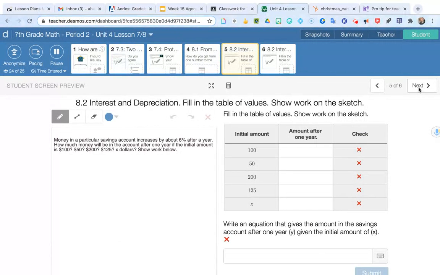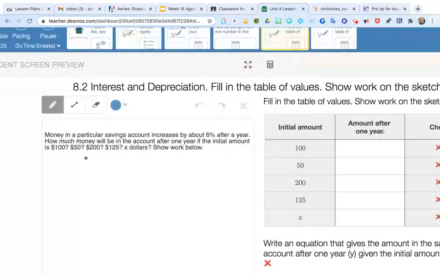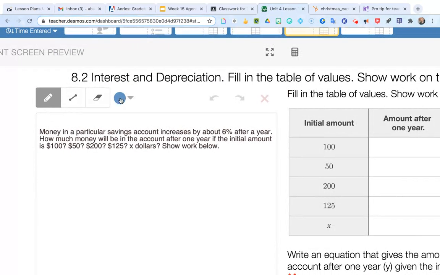Number 5 and 6 we did on Tuesday. So 5 says interest and depreciation. Fill in the values and show your work. Your work will look kind of different every time. But it says money in a particular savings account increased by 6%. So it went up 6%, and it always increases or decreases from 100.